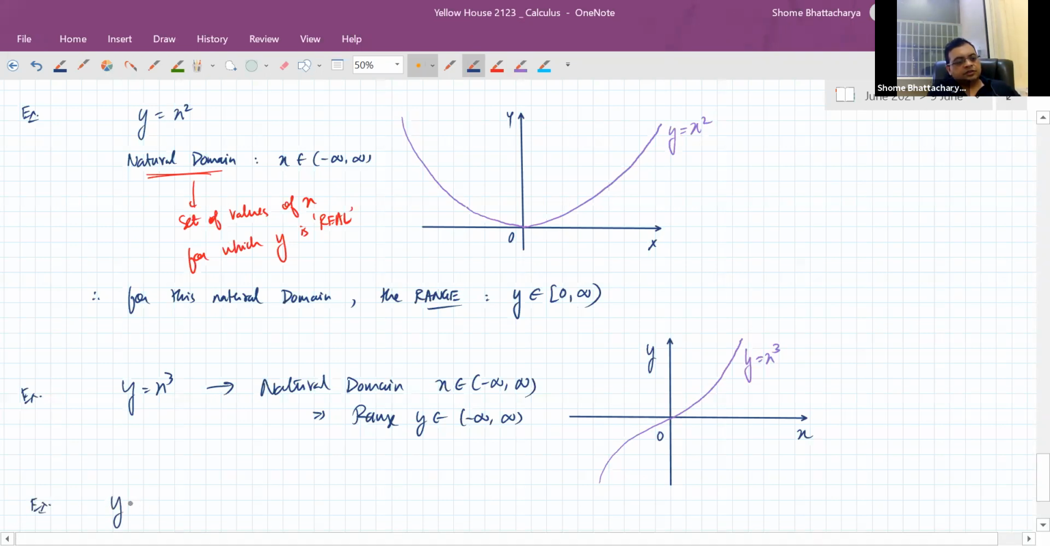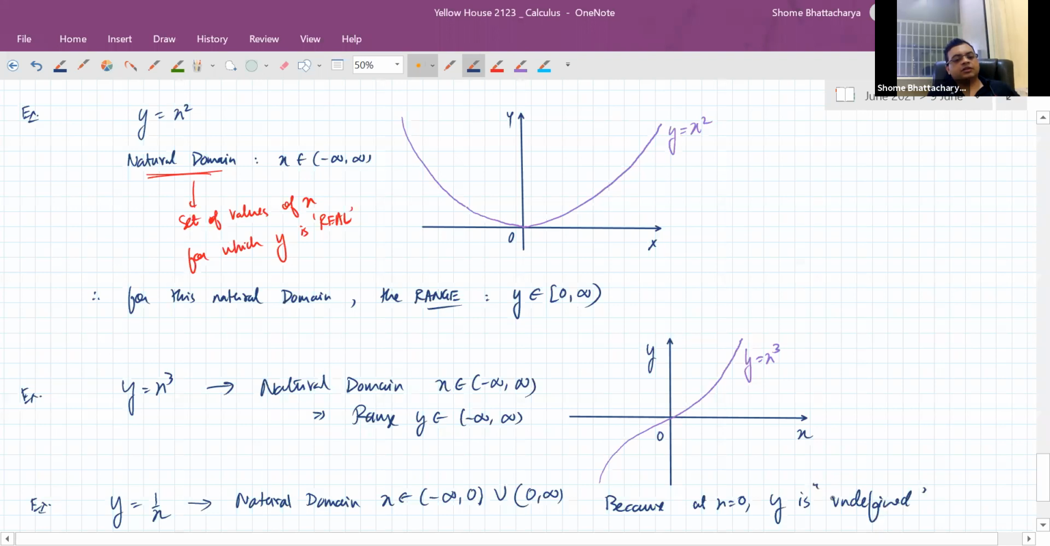For example, if I have the function y is equal to 1 by x, then you can see that the natural domain is not all real numbers. The natural domain is now minus infinity to 0, but not including 0, union with 0 to infinity. Because at x equal to 0, y is undefined. It is not a real number. It is not infinity. It is undefined simply. So this one has a natural domain which is not all real numbers. Okay, it is the set of all real numbers excluding one particular number, which is 0.